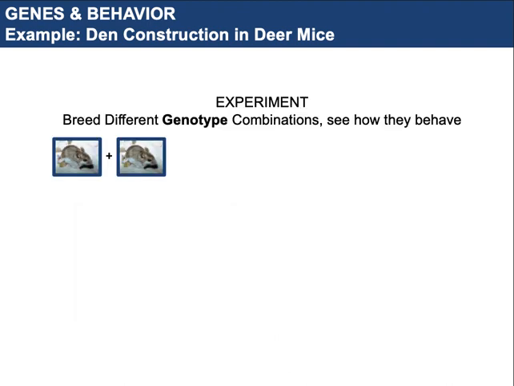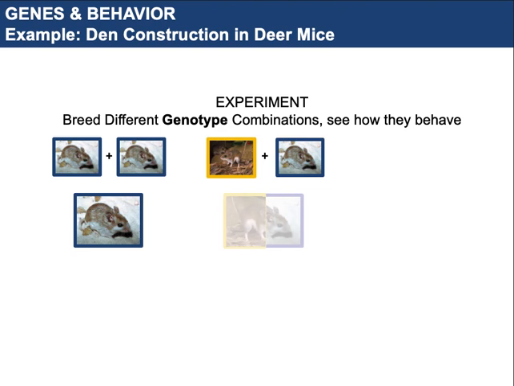And so in the experiment, there was a breeding of different genotype combinations. And after those breeding events, they observed the behavior of the offspring. And so this is an example of different combinations.